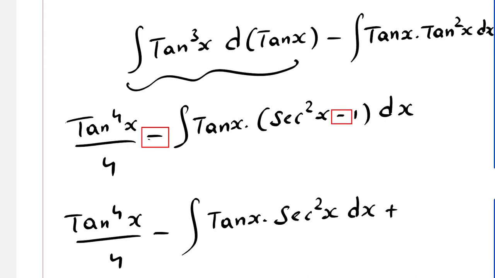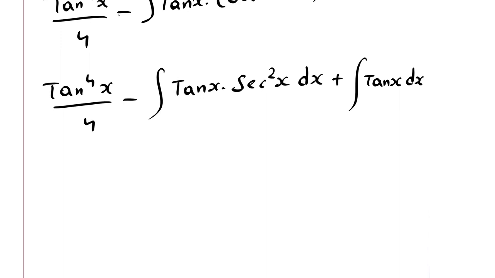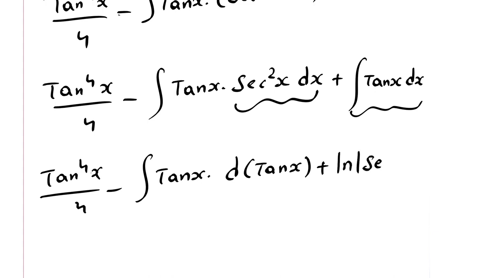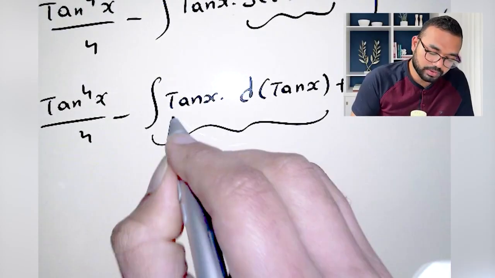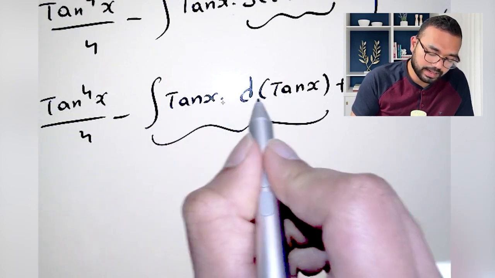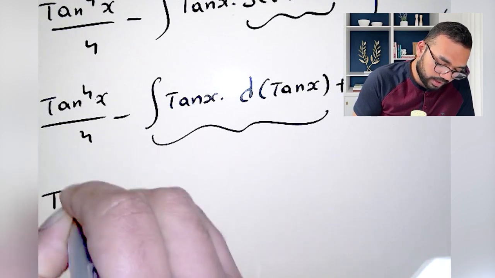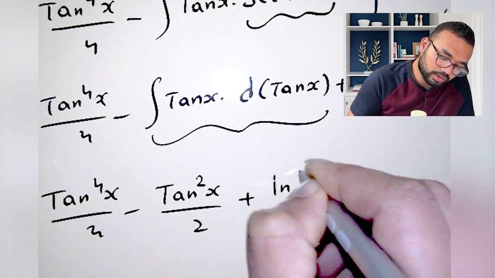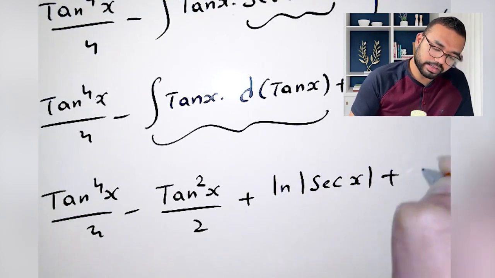minus into minus plus, so it is going to be plus tan x dx, right? So secant square dx can be written as d of tan x. So write that tan to the power of 4x by 4 minus integral tan x into d of tan x. And integral tan x dx is simply natural log of modulus secant x, right? So this is very simple. It is simply looking like integral x dx, but we have tan x. So it is going to be tan power 4x by 4 minus tan square x by 2 plus natural log of modulus of secant x, and finally our integration constant c.